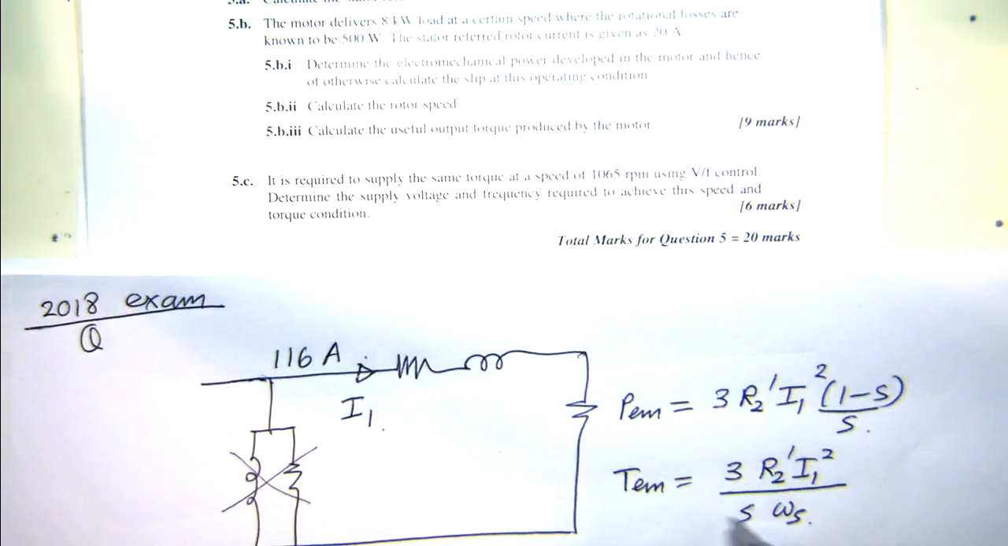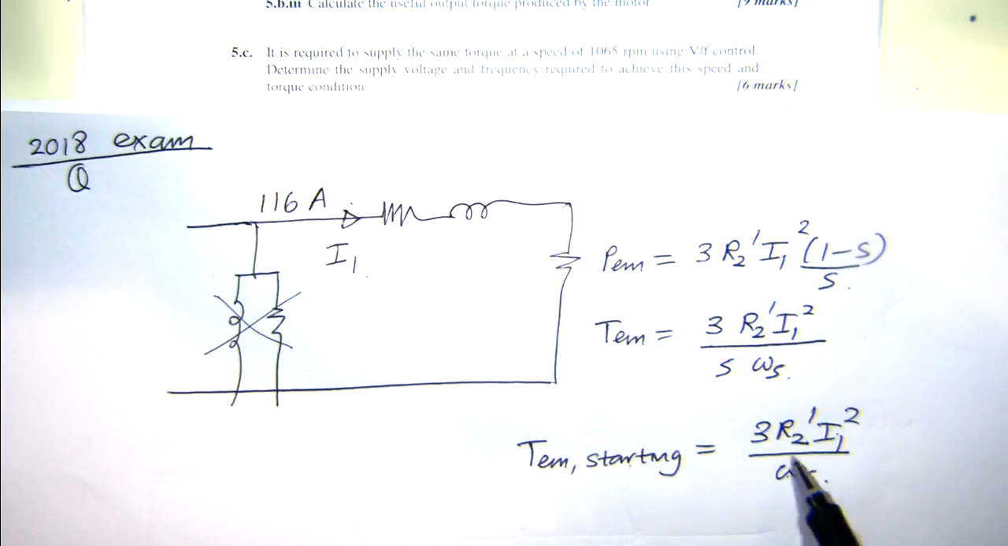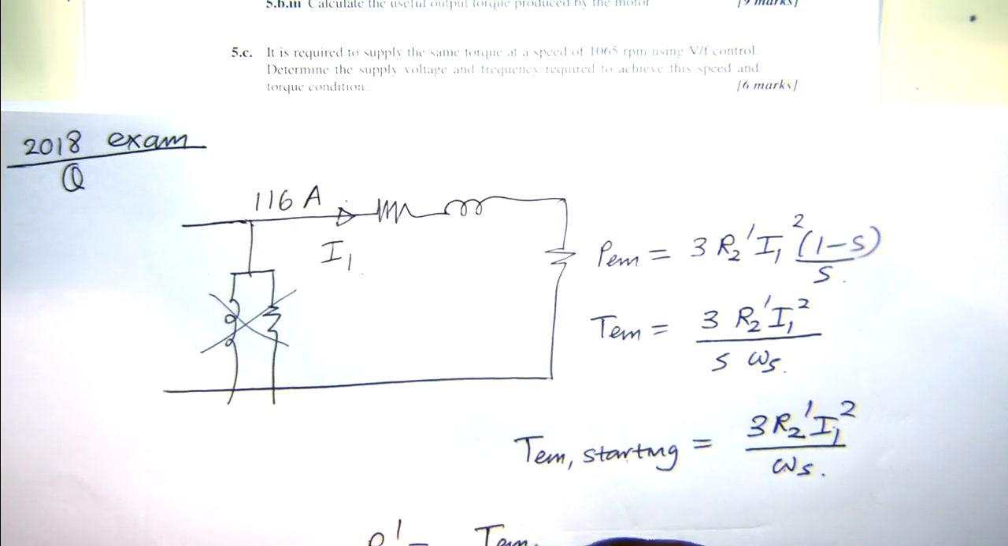So for starting, s equals 1, so T_EM at the starting condition will be 3 times R2 prime I1 squared over the synchronous speed. So we can figure out all this information, and then we have to estimate the stator referred rotor resistance. So R2 prime will be T_EM, the starting torque, times the synchronous speed divided by 3 times I1 squared.